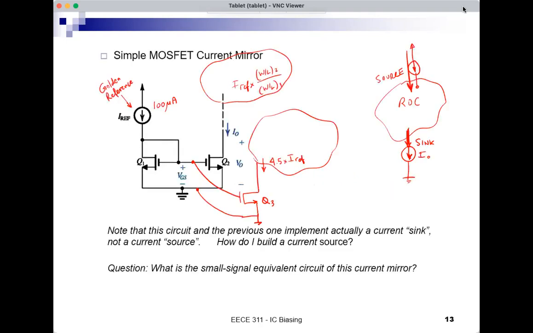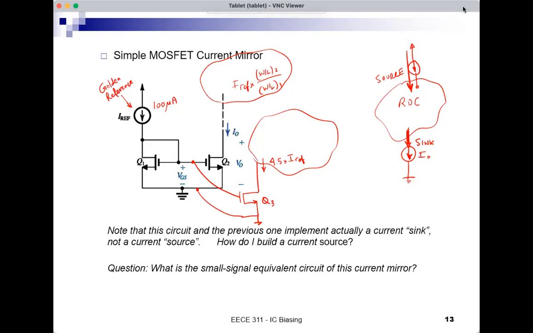Here, there's also another question. What is the small signal equivalent circuit of this current mirror? Why are we asking this question? Why do we need to know the small signal equivalent circuit? Because this usually is part of an amplifier. And when we analyze amplifiers, we analyze them using small signal analysis. So if I'm doing small signal analysis on the whole circuit, I want to know the small signal equivalent of this current mirror circuit, and how can I find the small signal equivalent of this circuit or any circuit?